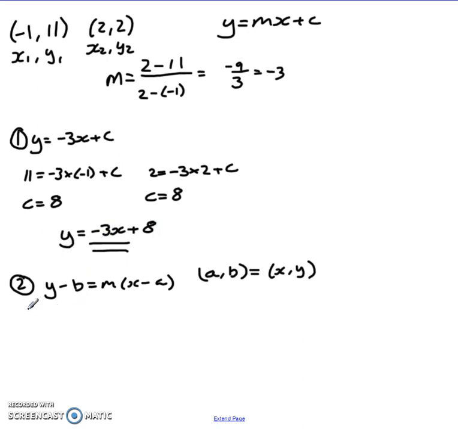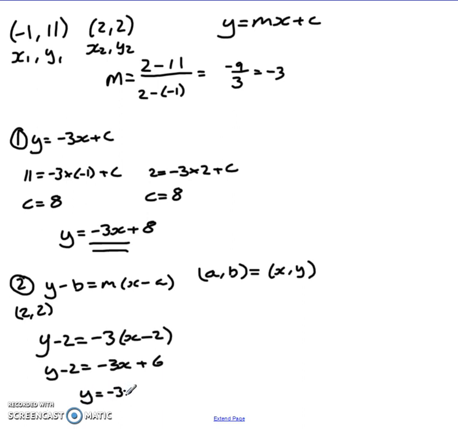So imagine we choose the point 2, 2. So let's imagine my a and my b are 2, 2. I know that a is 2 from this and b is 2. So I do y take away 2 equals my gradient m, which is negative 3, bracket x minus 2. Multiply out the bracket here. Y minus 2 equals negative 3x plus 6, and then shift over the negative 2, y equals negative 3x plus 8. Look at that, same equation.